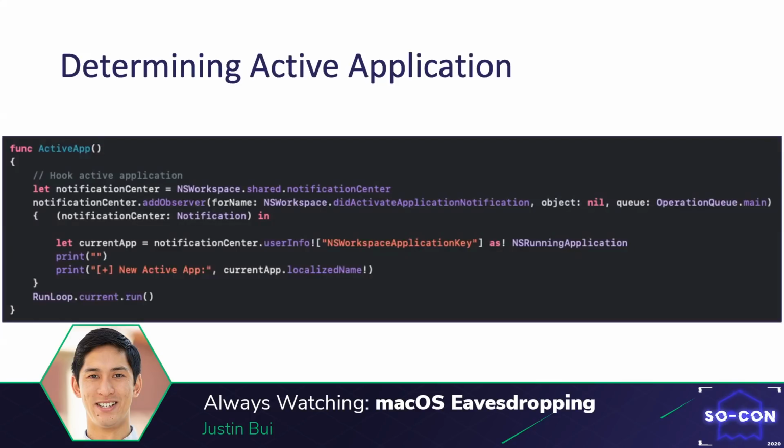So here's the code for determining the active application. In the first line, we're just creating that notification center object for us to interact with. Then we'll use the add observer call, and we're going to listen specifically for this didActivateApplication notification message. That message is the one that is going to tell us when the user changes their current active application. And then when that occurs, we're just going to print out the current running application.